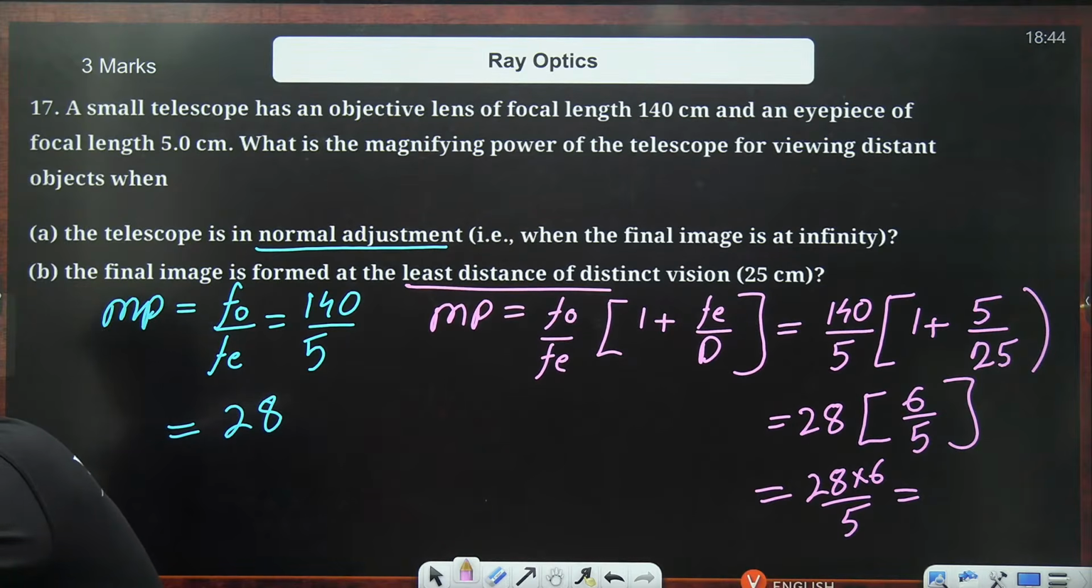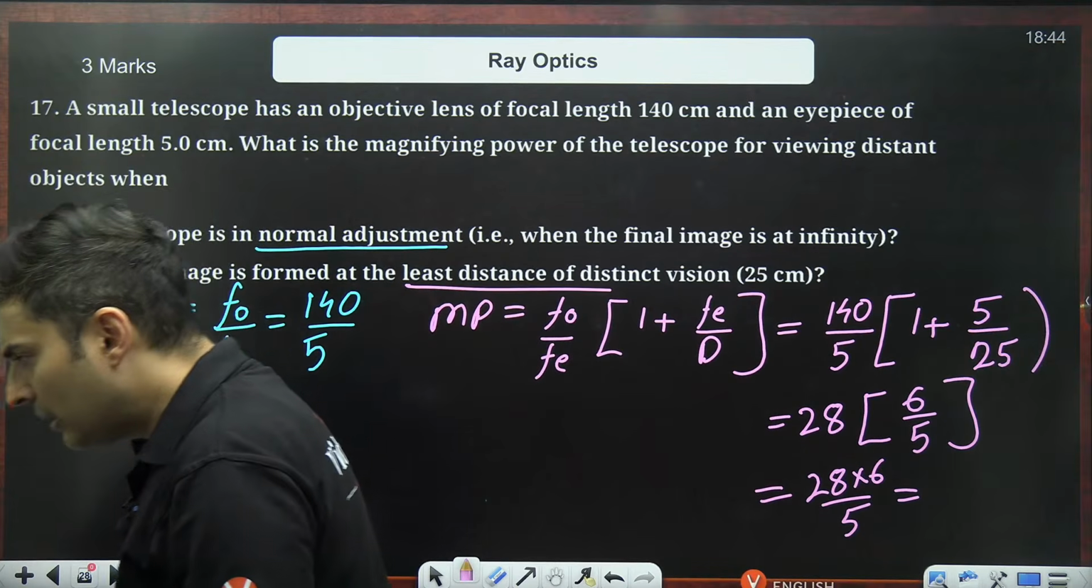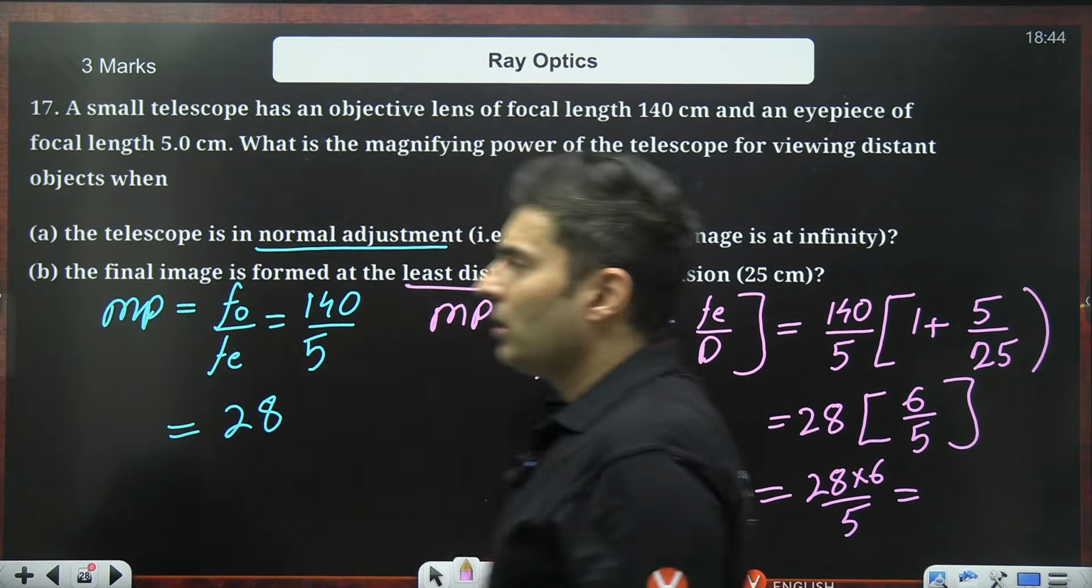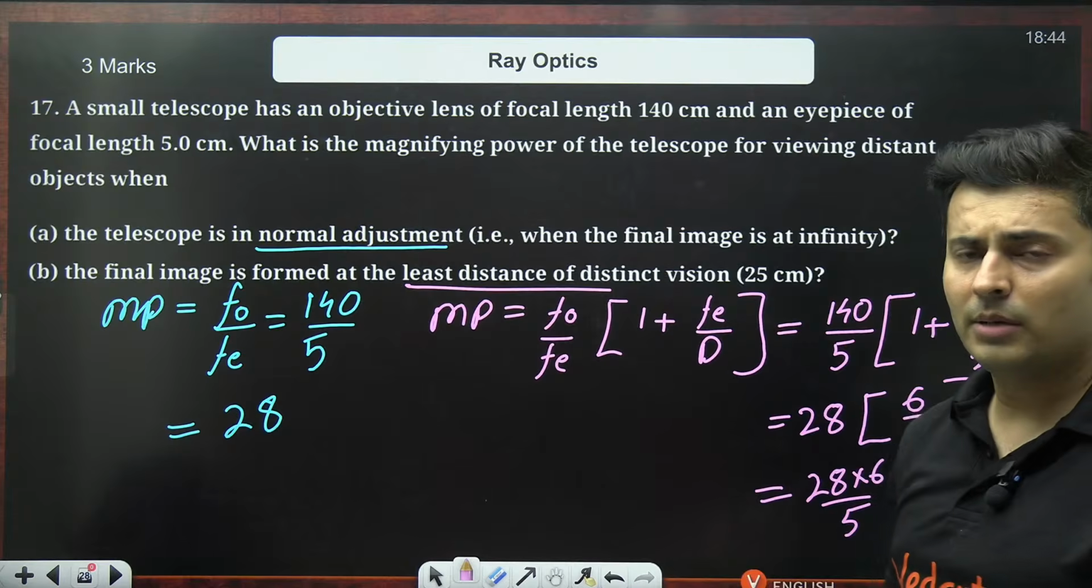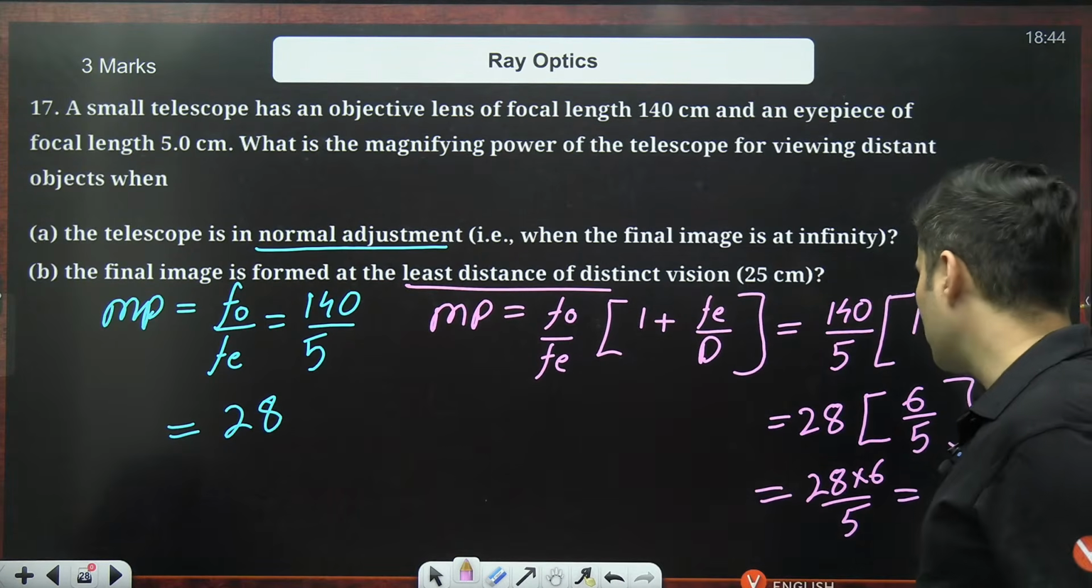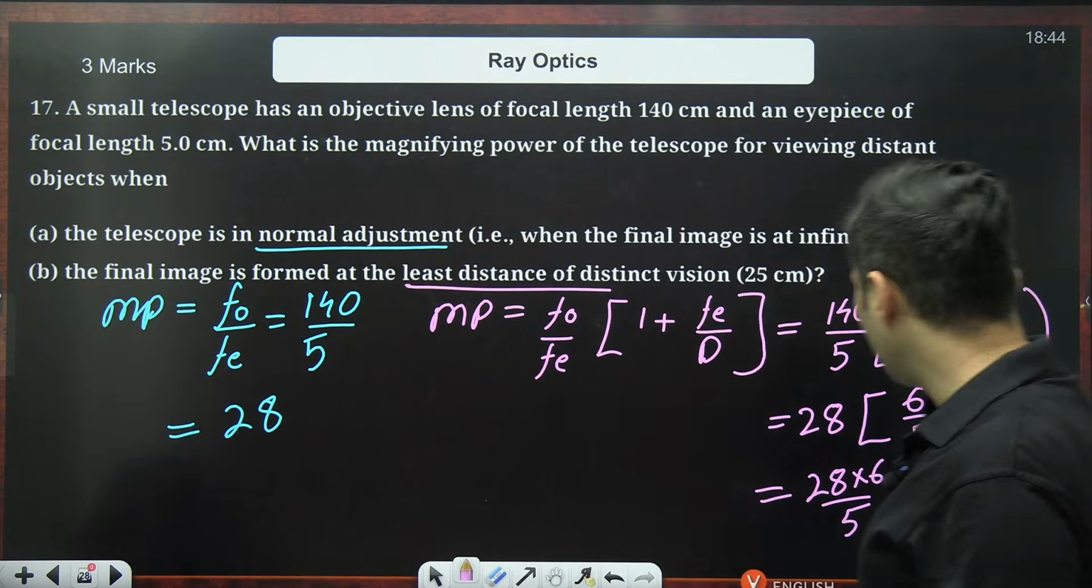28 multiplied by 6 divided by 5. Come on, my dear warriors. What is the answer? Sir, will we be given all constants? It depends. Sometimes they might give, they might not give. So it is better to remember all the constants. It is expected that you remember all the constants. Yes. How much is this coming out to be?